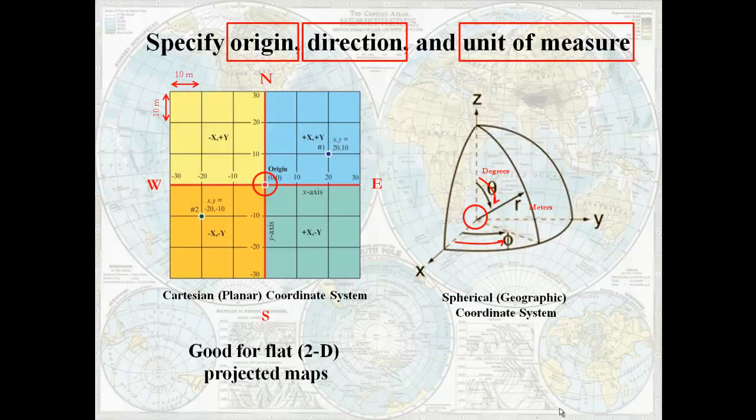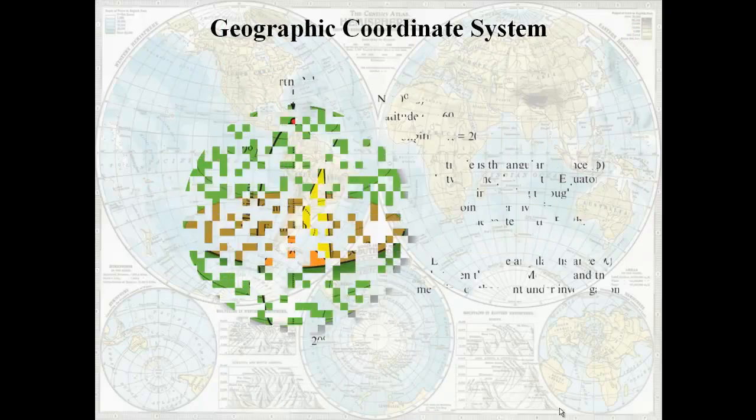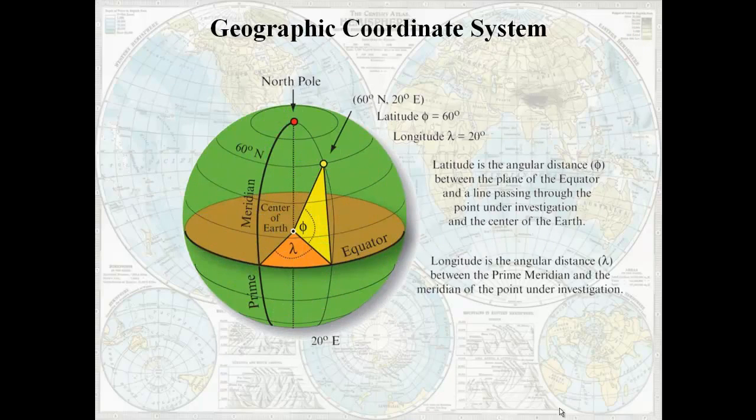The Cartesian system is going to be really good for flat, planar maps, and the spherical system is going to be good for geocentric maps. Okay, so a geographic coordinate system. That's going to be good for 3D, right? And what does it do? It uses the center of the Earth as its origin. It uses angular units of measure, and it measures from a prime meridian to the east or west, and from the equator to the north or south.